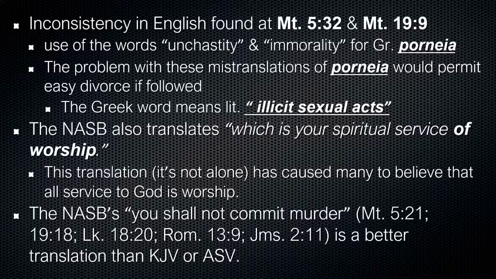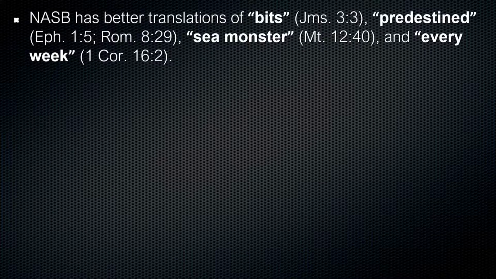The New American Standard's "You shall not commit murder" is actually much better. And so here's another good thing about it. The way that it translates Matthew 5:21, 19:18, Luke 18:20, and so forth, other passages dealing especially with something coming out of the Old Testament, is even a better translation than we find in the King James or American Standard. New American Standard has better translations of James 3:3, bits in the horse's mouth. King James does as well. Predestined is used there at Ephesians 1 and verse 5, Romans 8:29, which is a more literal translation of that word. Sea monster instead of whale, Matthew 12 and verse 40. Every week, and so it's talking about giving there in 1 Corinthians 16 verse 2. And so it's on the first day of every week, and so it does a good job translating that.